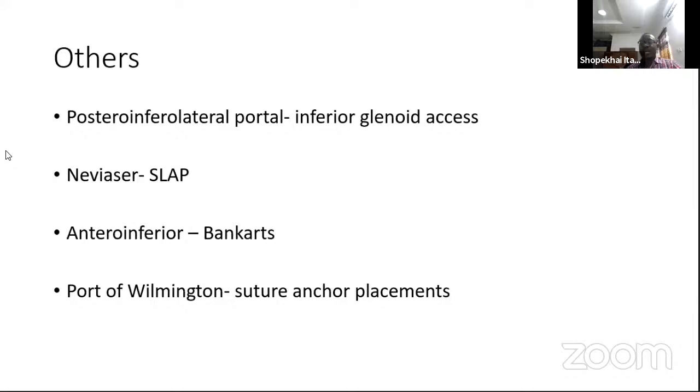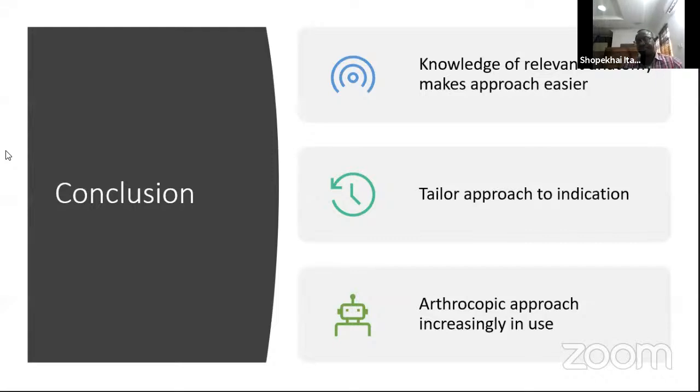There's an Neviaser portal, which is a suprascapular portal where you will address a SLAP lesion. You could also do an anterior inferior portal. So you've gone anteriorly, you have that instrument coming in anteriorly, like so, that we described earlier, but you're not able to get to the anterior inferior aspect of the glenoid because that's where the Bankart is and that's where you're doing your repair. You can, under direct vision, come inferiorly and make that portal. And then there's the portal of Wilmington, which is useful for suture anchor placement when doing cuff repair.